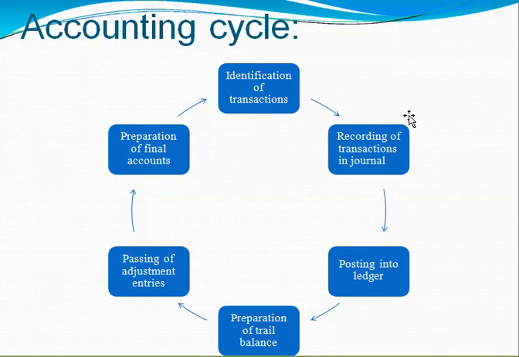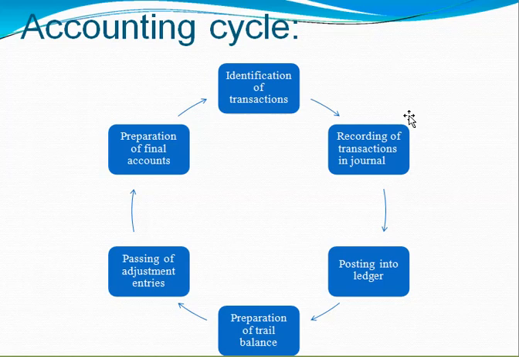There are three types of transactions: monetary, non-monetary, and barter transactions. In accounting, we record only monetary transactions. Monetary transactions are transactions which have a money's worth. Non-monetary transactions are ignored in accounting. And barter transactions: in ancient times when there was no money in existence, transactions took place between goods and goods or services and services. It is called the barter system.